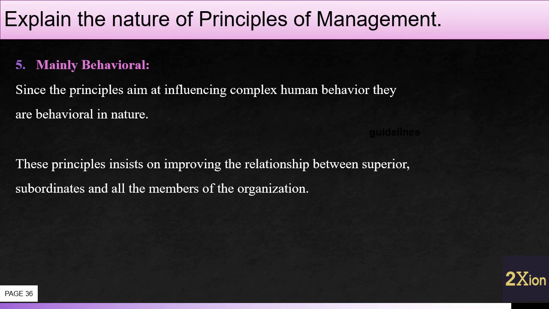Principles of management is mainly behavioral. Since the principles aim at influencing complex human behavior, they are behavioral in nature. क्योंकि मनुष्य के स्वभाव अलग हैं और जटिल हैं, समझना मुश्किल है. These principles insist on improving the relationship between supervisors and subordinates and all the members of the organization. ये principles संबंधों को सुधारने में जोर देते हैं.